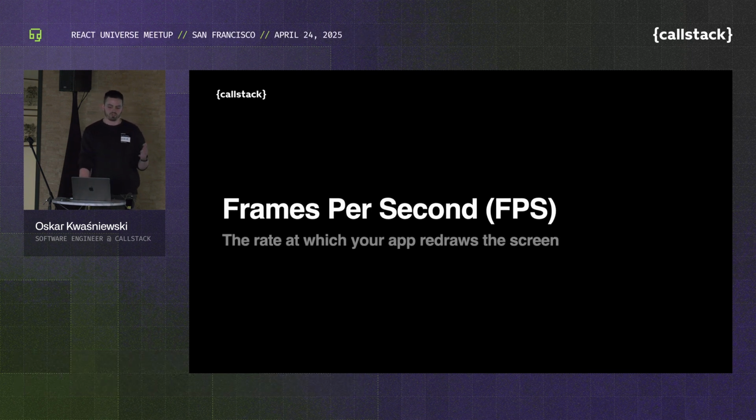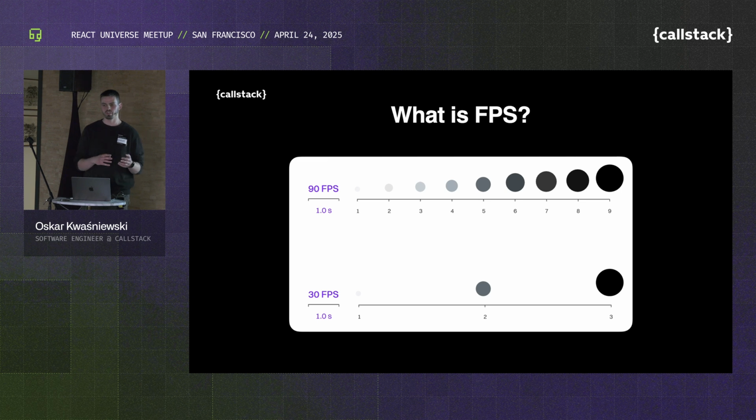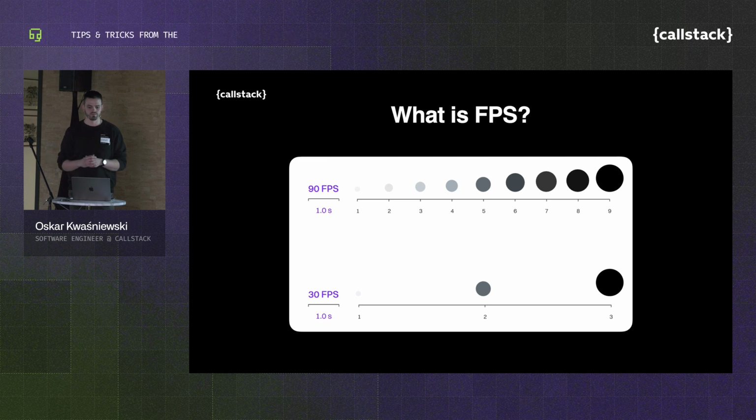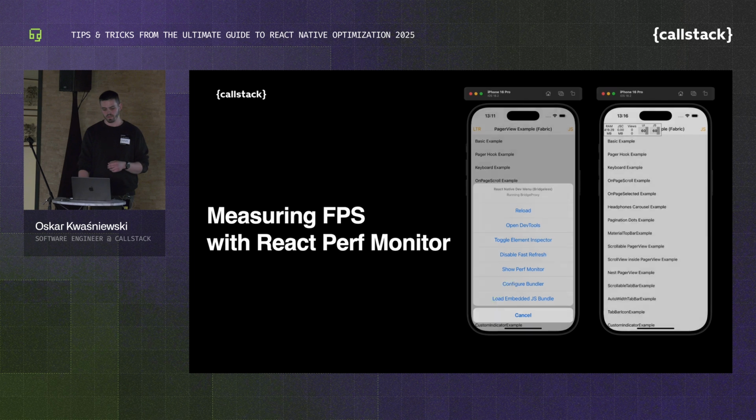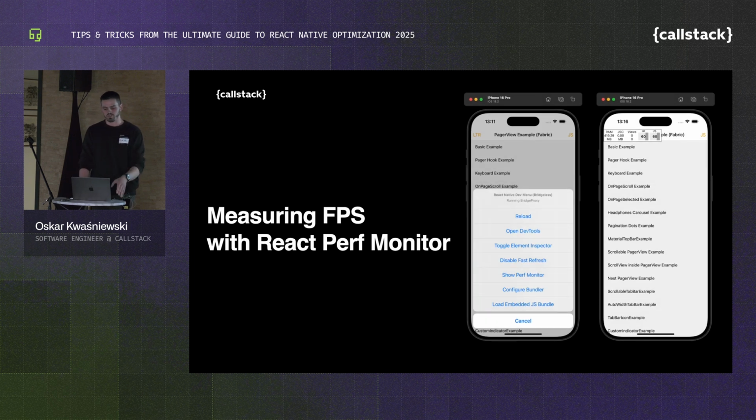So another key metric is FPS, which is frames per second, which is the rate at which our app redraws the screen. So a single drawing is called a frame. And in most cases, you need to draw around 60 frames per second, which leaves us with 16.6 milliseconds to draw the frame. And if our code takes longer, we start dropping frames. And this metric is relatively easy to measure.